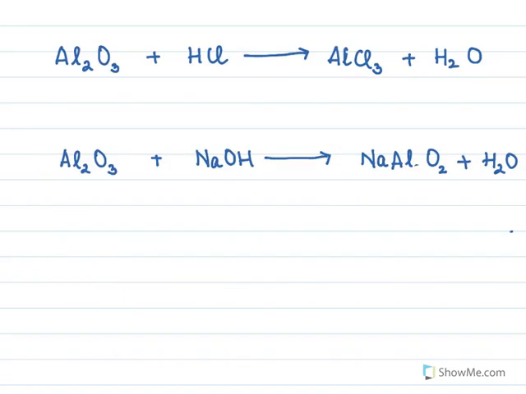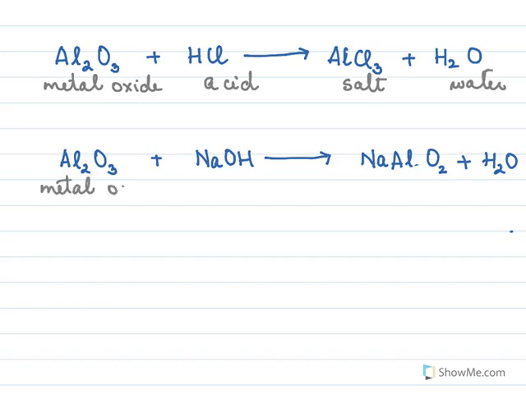Here is something interesting. We have aluminium oxide, and this aluminium oxide we know is a metal oxide. And this aluminium oxide first reacts with an acid to give salt and water. And in the next reaction, the same metal oxide, that is aluminium oxide, now reacts with a base, NaOH is a base, to give salt and water. And now if I were to ask you the question, what is the nature of aluminium oxide? It reacts with an acid as well as a base. Such substances are called amphoteric substances, which react both with acids as well as bases.